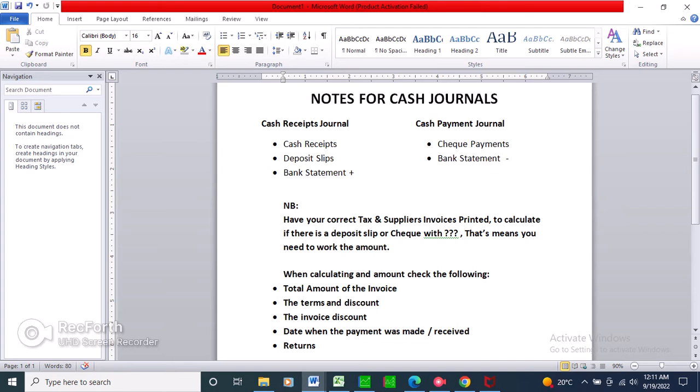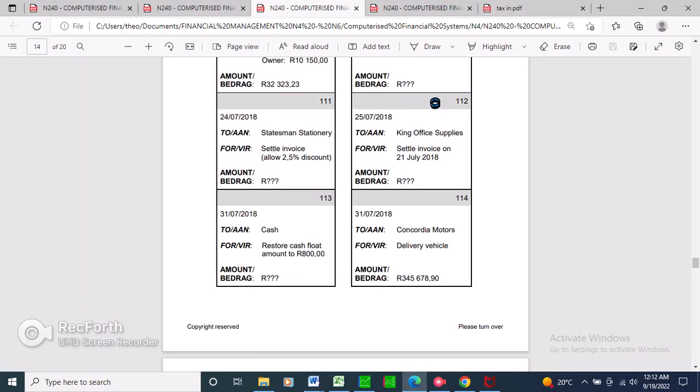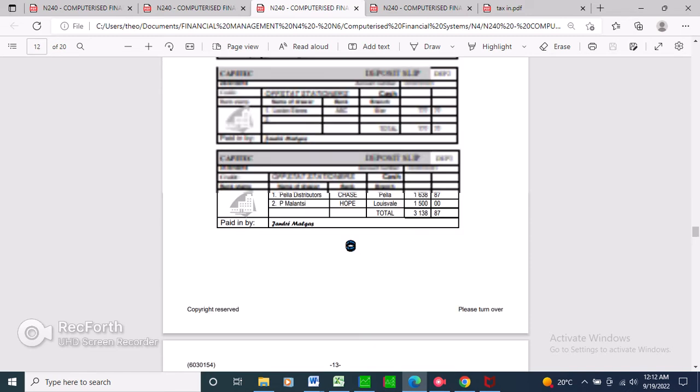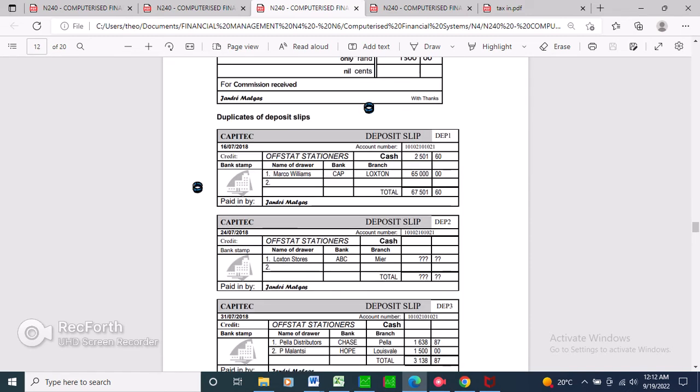Let me put out the cash deposit slip. Look at this one on 24/07/2018. A Livingston store made a payment, but they need you to work out the payment. As you can see, deposit slip number 2 has a question mark, which means you need to work out the amount for this one. I'll show you how to work this out. Go to our check payments. As you can see, the one on the 15th, the 25th, and even the 24th have question marks, which means you need to calculate them.